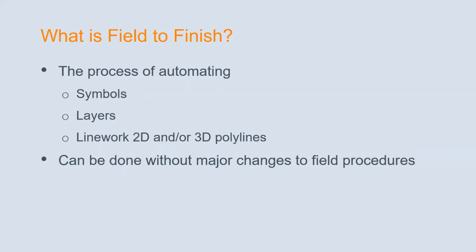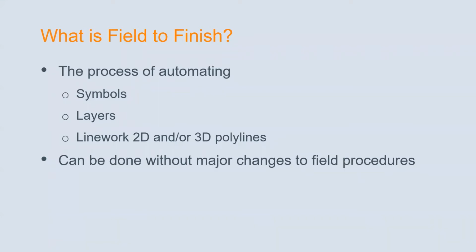Some people will look at the few instances where they may have problems with field to finish and use that as a reason not to use the feature in general. I guess I'm maybe more of a glass half full type of a guy, because I'm going to look at this and say, well, maybe we don't do 100% of everything with field to finish and it's all drawn perfectly in the office for me. But if I got 75% of it done, that's a huge benefit.